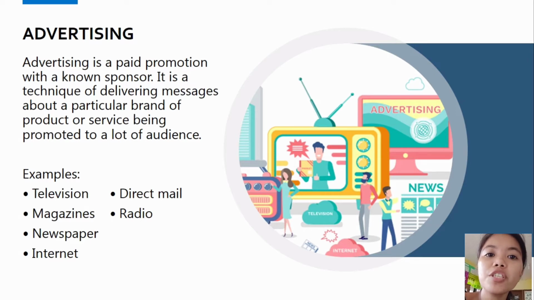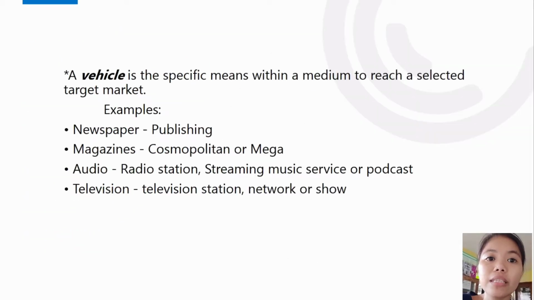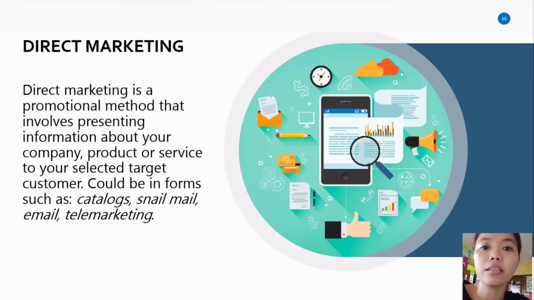These advertisements can be seen through television, radio, newspaper, and internet, where there is a lot of audience. A vehicle is the specific means within a medium to reach a selected target market. Without a publisher like Cosmopolitan or Mega, a radio station, or a television station, there will be nothing to show in the newspaper, magazines, audio, and television. These mediums are useless if there is no vehicle behind them.